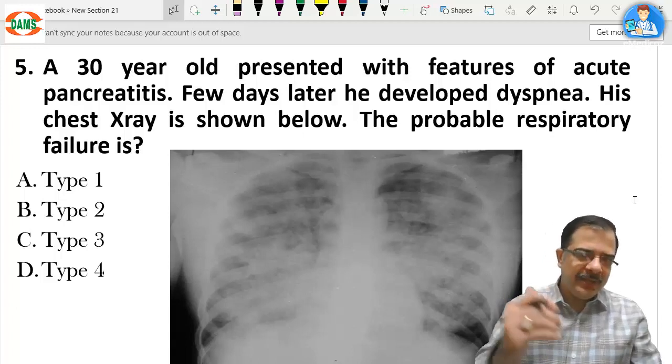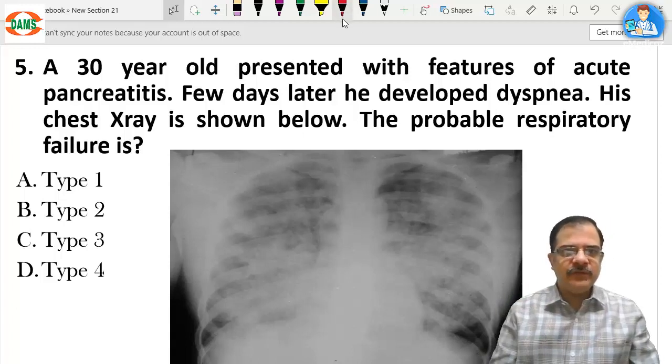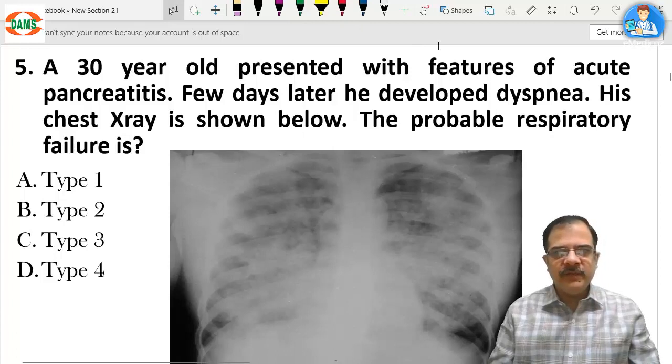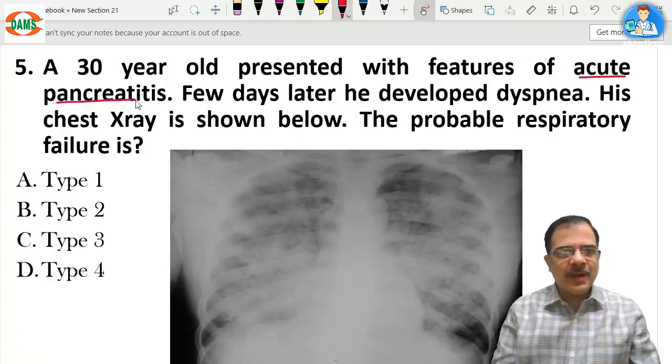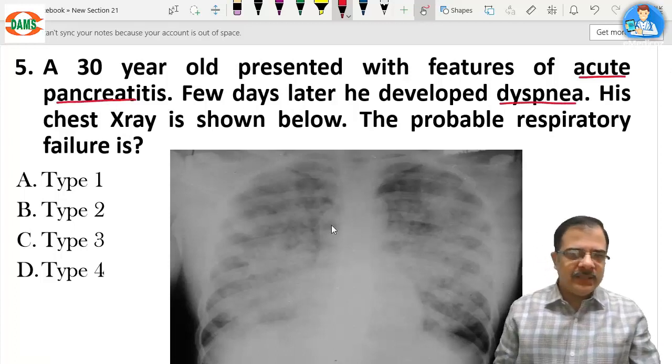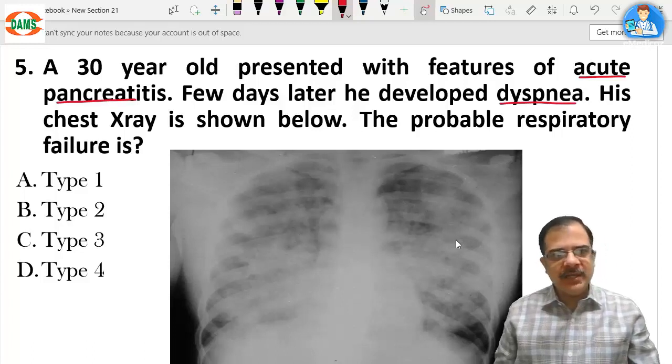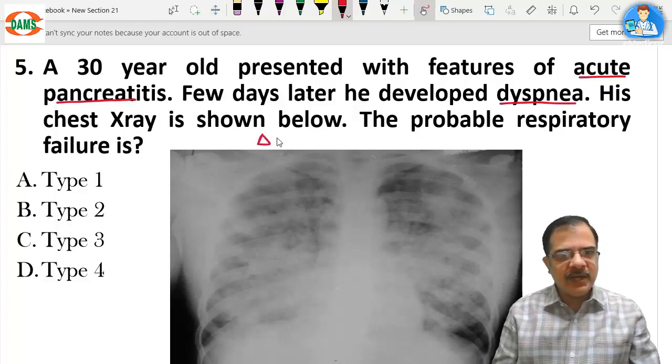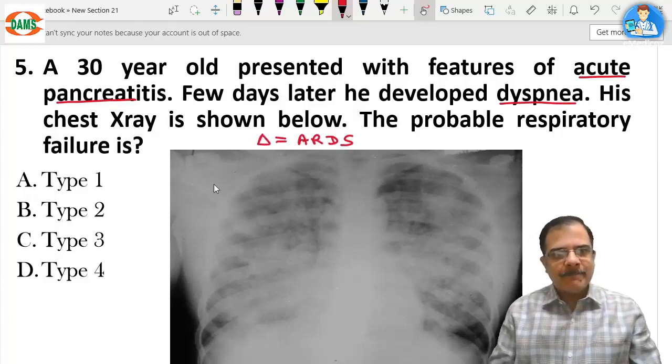So you have to make a link between the clinical features which are given to you. The clinical feature here is acute pancreatitis followed by dyspnea. And if you look at the chest X-ray, it shows bilateral opacities. These bilateral opacities are most likely a case where the patient has developed ARDS. So alveolar filling is there.